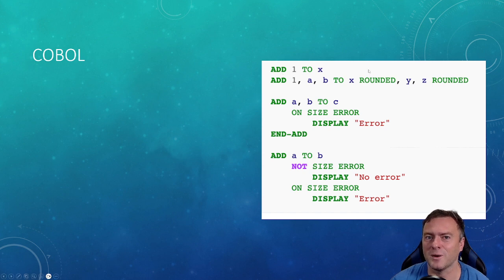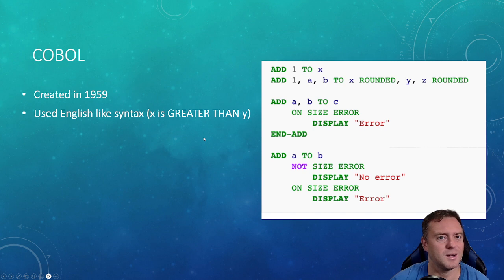So you've got add 1 to X, and then add 1, A, B to X rounded, Y, Z rounded, and then add A, B to C, on size error, display the error, and the add. Then add A to B, not size error, display no error, and then no error. So it becomes a little bit more English-like. So it was created in 1959, uses English-like syntax. So X is greater than Y.